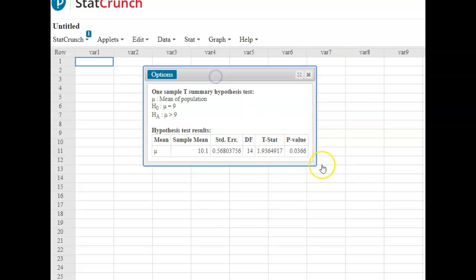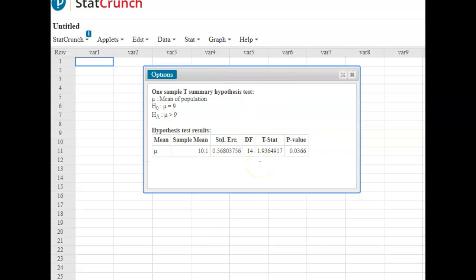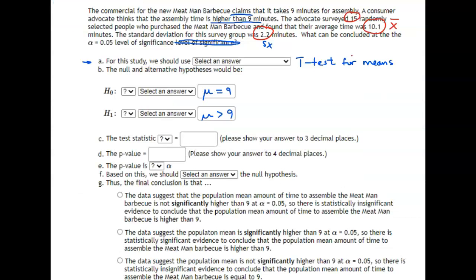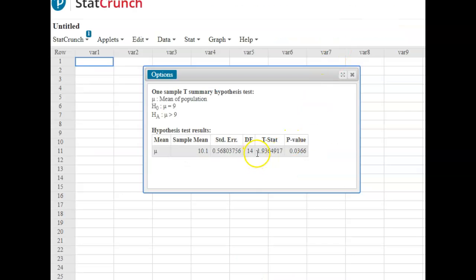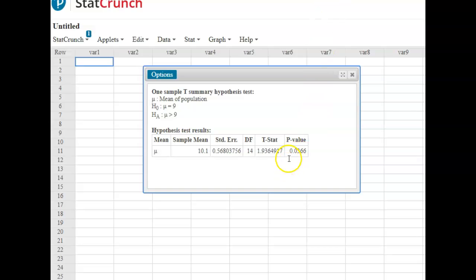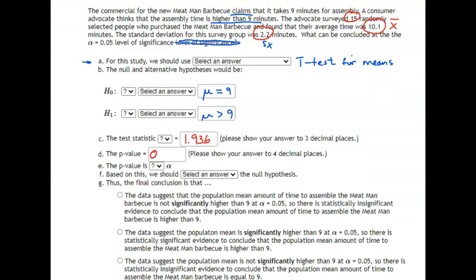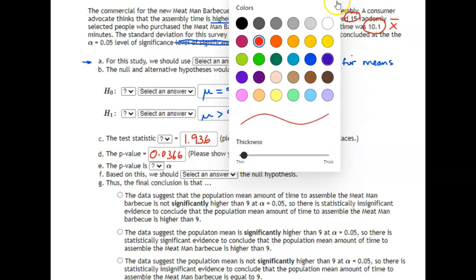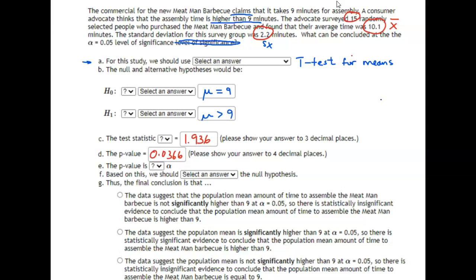This gives us the results table. The problem is now asking for the t-stat and the p-value, so we grab that from StatCrunch. The t-stat is 1.936, and the p-value is 0.0366. That is the calculation part.